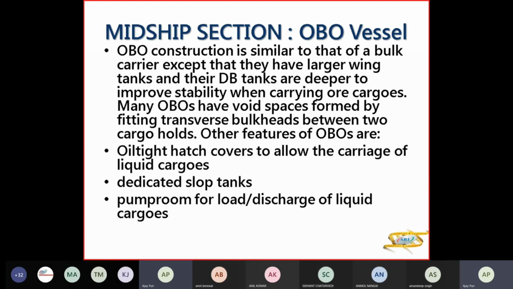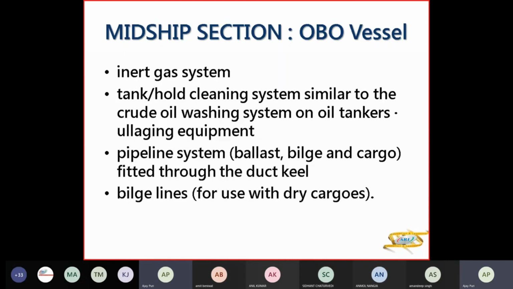The other salient features are your hatch covers will not be weather tight, but they'll be oil tight because you're carrying liquid cargoes. You'll have a dedicated slop tank because an oil discharge monitoring and control system is required. Then you'll have a pump room for loading and discharging of liquid cargoes. You'll have an IG system. You have a tank hold cleaning system, which is like the crude oil washing system, and a venting system as in tankers.